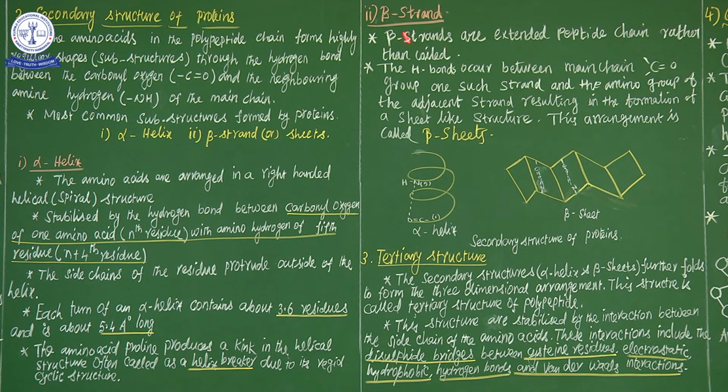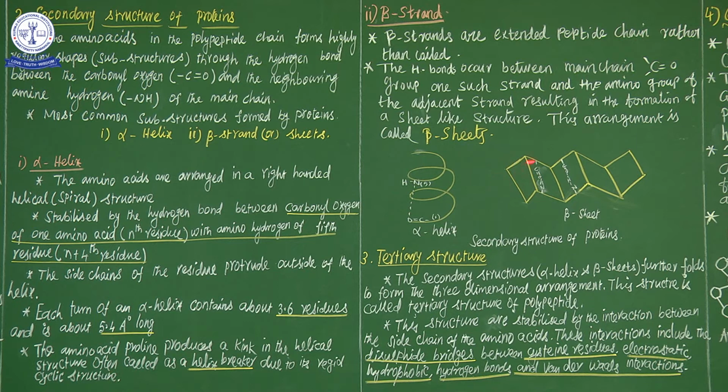Right. So the next substructure is the beta strand, or beta sheet. It is present like a sheet form. So the alpha helix is formed by only one peptide chain, a single polypeptide chain. But the beta sheet is formed by more than one polypeptide chain.